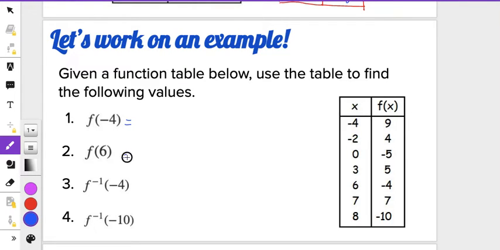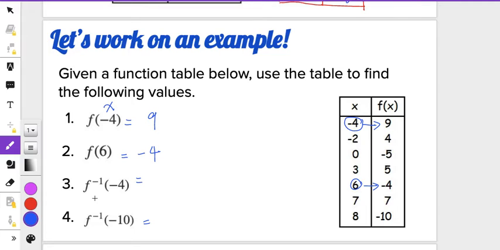Again, now we have a table, and we are going to use this table to find the values here. Let's see the first one, f of -4. Since x is -4, I look at the table, -4 matches to 9, so this value is 9. And for this one, f of 6, x is 6, which matches to -4, so we use that to find it.